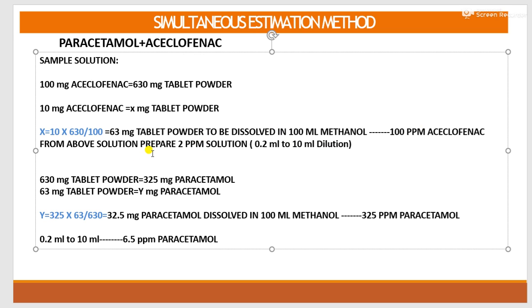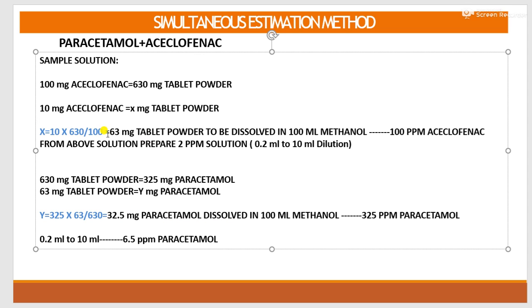Now this 63 milligram of tablet powder not only contains 10 milligram of aceclofenac, but it will also have some quantity of paracetamol. So we should know how much paracetamol was there in that 63 milligram of tablet powder. So 630 milligram tablet powder, that is our label claim, has 325 milligram of paracetamol. So 63 milligram tablet powder contains how much paracetamol? So y is equal to 325 into 63 upon 630, that comes to 32.5 milligram of paracetamol.